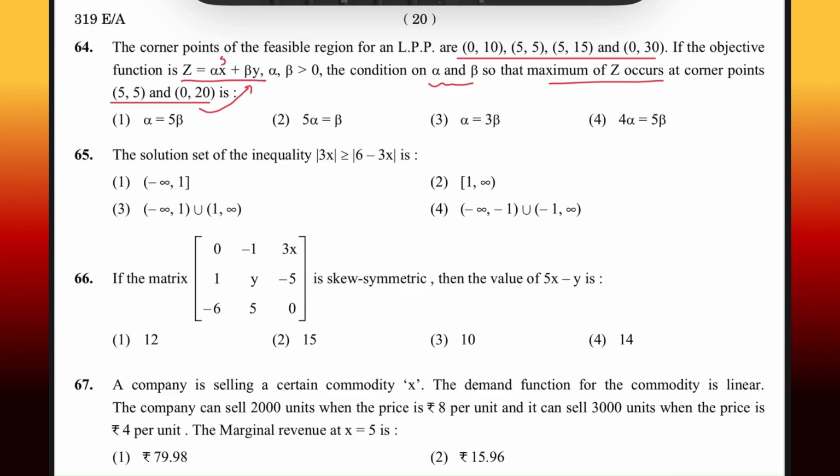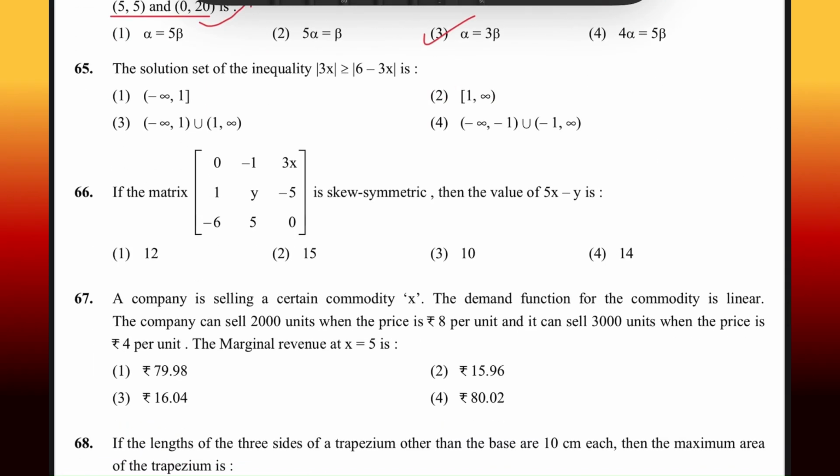I get 5 alpha plus 5 beta. And that is equal to, what if I put 0, 20 here? Instead of x I put 0, instead of y I put 20. So that gives me 20 beta. If I solve this equation, I get 5 alpha equals 15 times beta, or alpha equals 3 times beta, which is option number 3. So an easy question from LPP, a straightforward calculation gives you the answer. Let's talk about question number 65 now. Here you have an inequality.